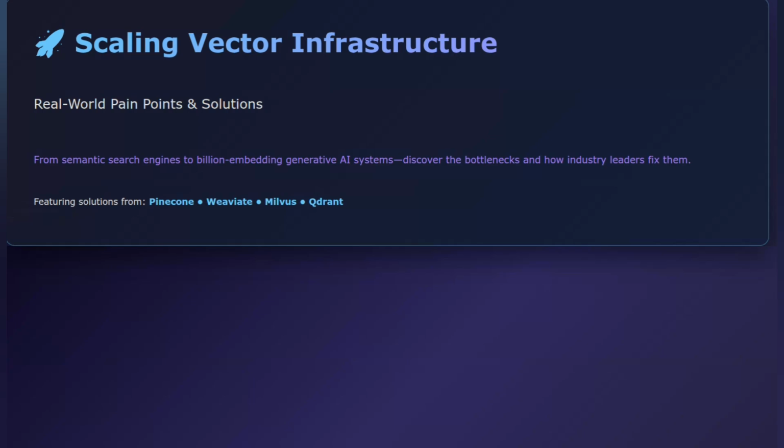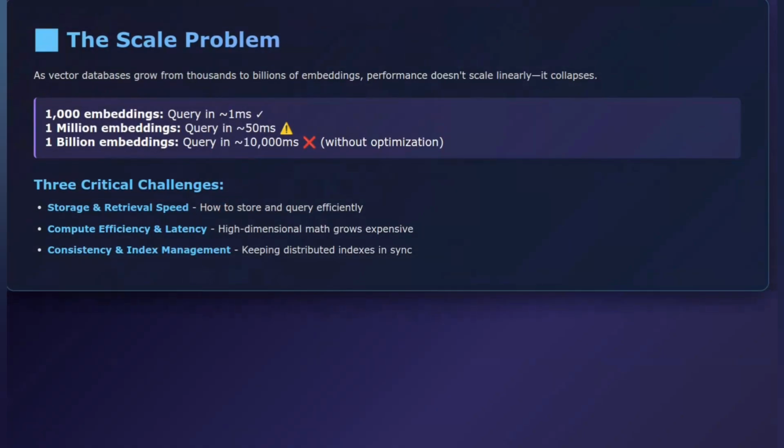Today, we're diving deep into the real-world pain points engineers face when scaling to billions of vectors and, more importantly, the practical solutions being used by industry leaders like Pinecone, Weaviate, Milvus, and Qdrant. By the end of this video, you'll understand exactly where vector systems break down and how to fix them. Let's start with the big picture.